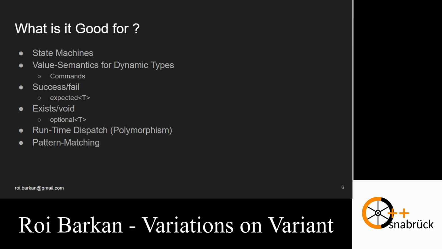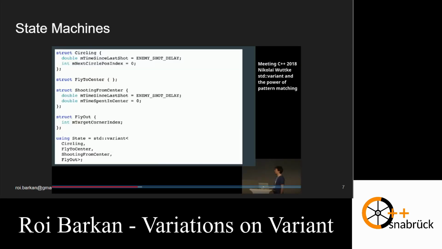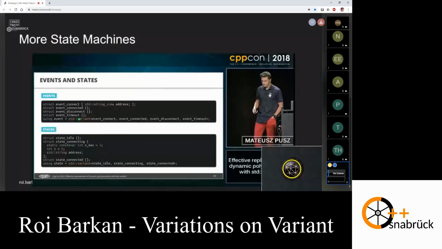So as I mentioned, state machine. Here's a slide from the Meeting C++ Germany talk from 2018, when Nikolai gave a short talk about variants. One of the main examples was a state machine. You can see various states, and variant was used to vary them. You can look at that on YouTube if you like. Again, in 2018, in the US, Mateus also talked about variants and dynamic polymorphism and has a good example with state machines and different events, and showed how to do the transition tables, etc.